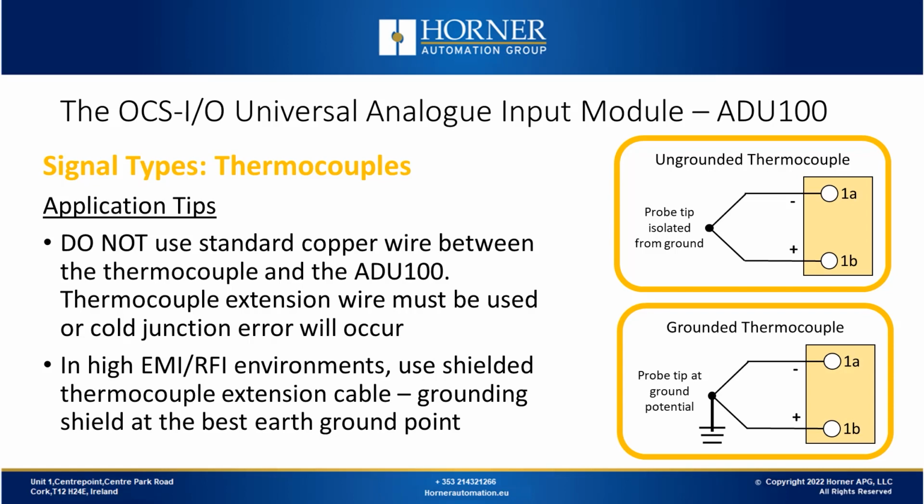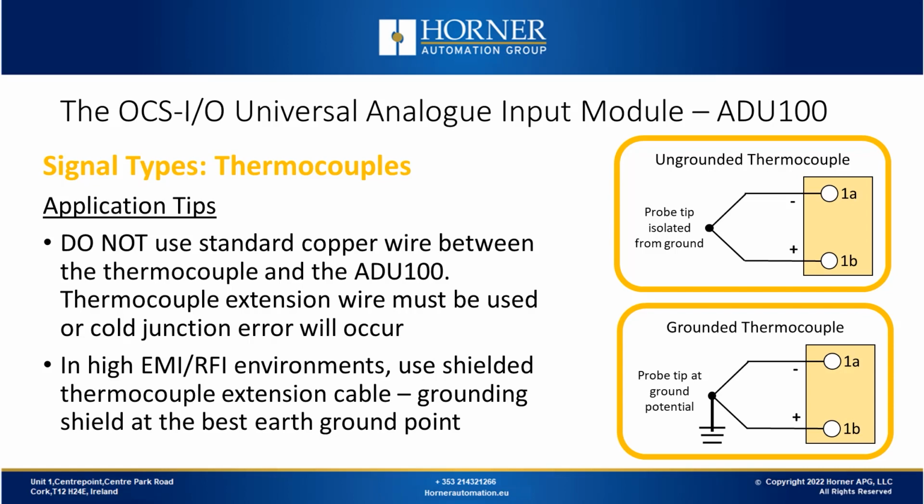Whereas with a grounded thermocouple, there is no electrical isolation between the measuring tip and the probe itself. If the probe itself touches earth ground, then you're going to have ground potential at that point. The ADU100 can handle both ungrounded and grounded thermocouples, but not every measuring instrument supports both. For instance, the Smart Rail thermocouple module only supports ungrounded, while the Model 5 XL Series I/O option and the XL Prime I/O option support both.